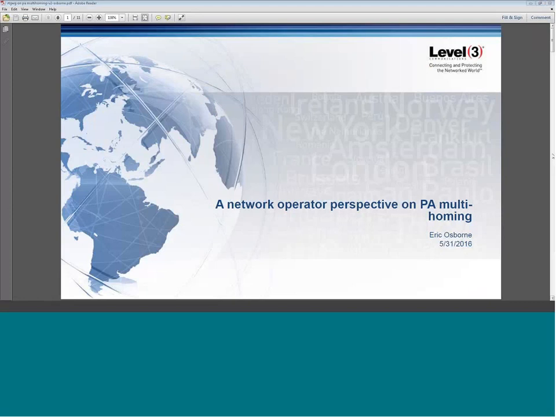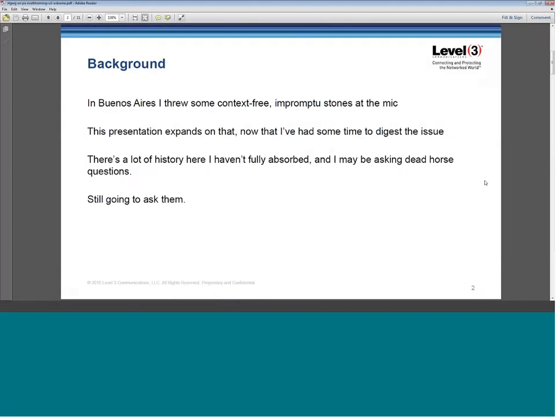So this is a network operator perspective on PA multi-homing. Next slide, please. So like it says in BA, I saw Fred's one slide and I said, well, like everybody here, I now know more about the problem and the solution than everybody else, so I'm going to stand up at the mic. And so I did. And that led me to being asked to do the same thing here.